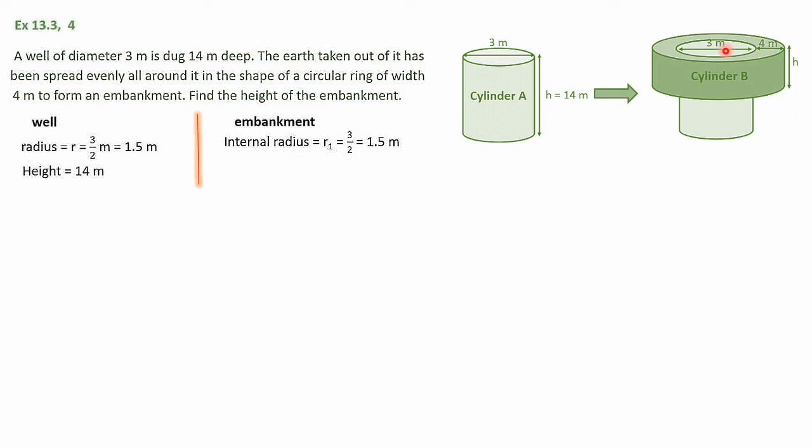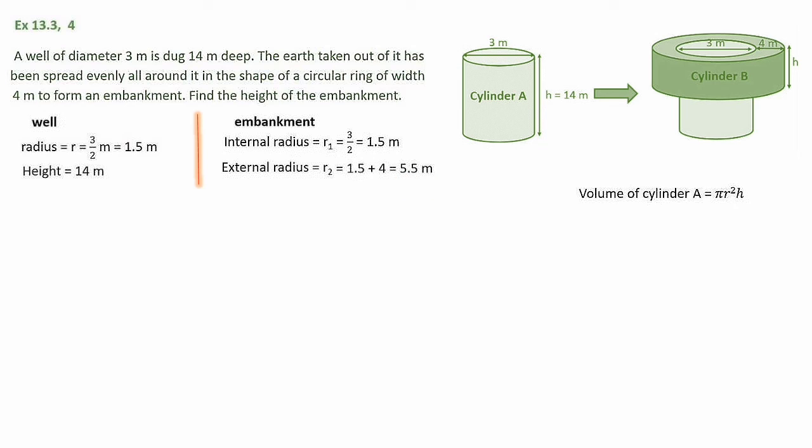So the outer radius will be from the center to here. So from the center, the inner radius is 1.5. So 1.5 plus 4 is the outer radius. So the external radius is R2. We can consider 1.5 plus 4. So 1.5 plus 4 is 5.5 meter.